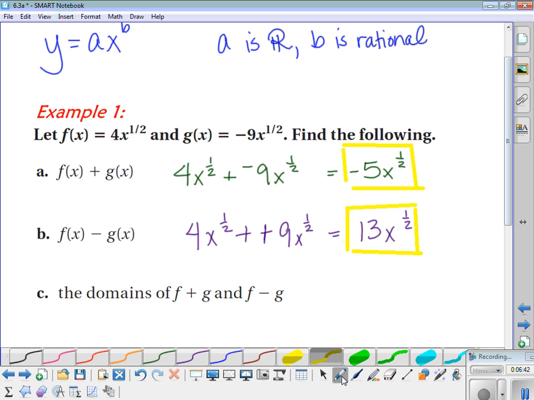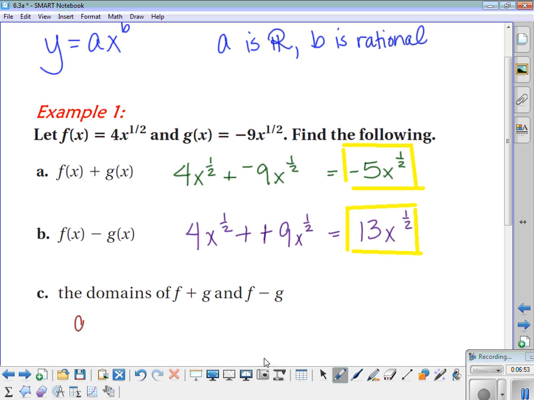So that means my domain, I can't put any negative numbers in for x, can I? But can I put in any positive numbers I want to? Yeah. So it's all positive real numbers.